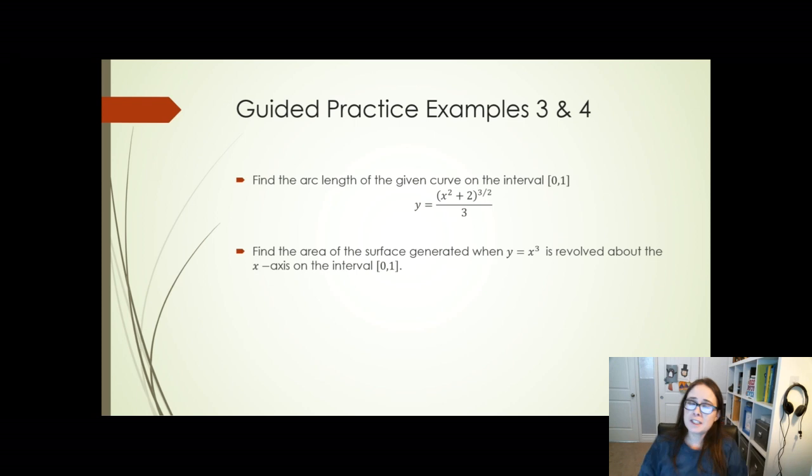Okay, so we've looked at curve length and surface area, and here is a couple of more examples for you to try on your own to get more comfortable with these formulas.